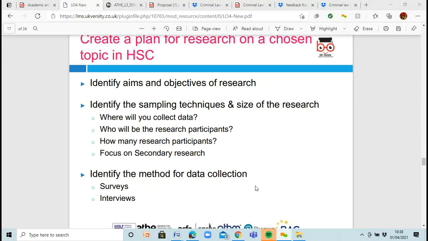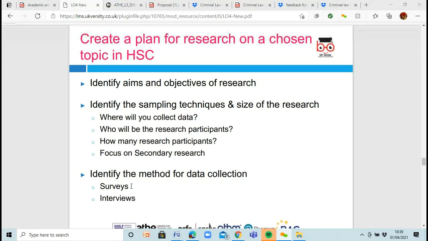And then identify the method for data collection. Are you doing surveys or interviews? Remember, you don't physically have to carry the surveys or interviews out. If you're going to do a survey, I'm not asking you to go and give people a survey. I'm asking you to just show me what your survey looks like. So give me a small example of what questions you're going to have in it.